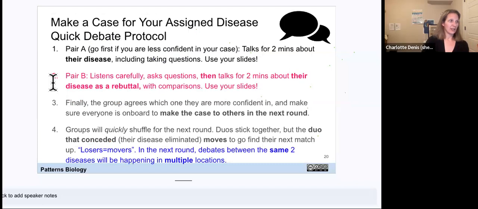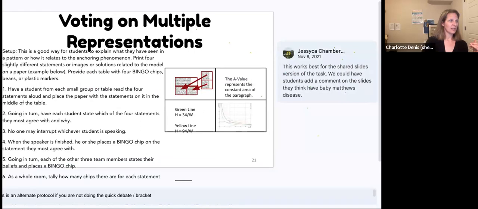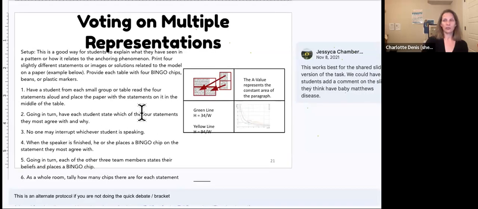So here is the quick debate protocol that we have listed in here about how they would go about this. Another situation: if you do it with shared slides and don't do the bracket, you can do something called multiple representations, where they have 4 different things showing up, and then they put a bingo chip or something next to the one that they think is the right one. But this doesn't work with the bracket.